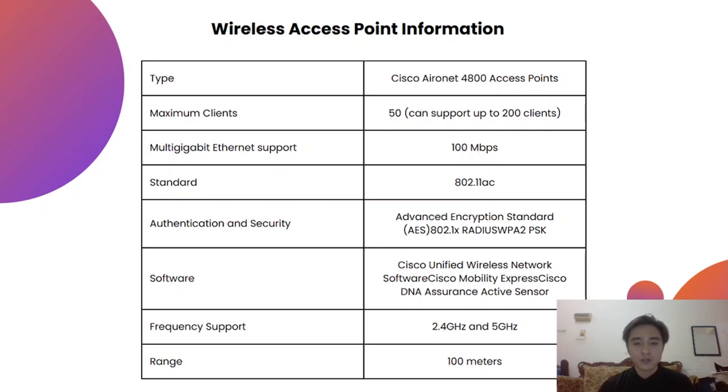The frequency that this access point supports is 2.4 GHz for devices that are far away from the access point, and 5 GHz for those that are near the access point. The range for this access point is around 100 meters.